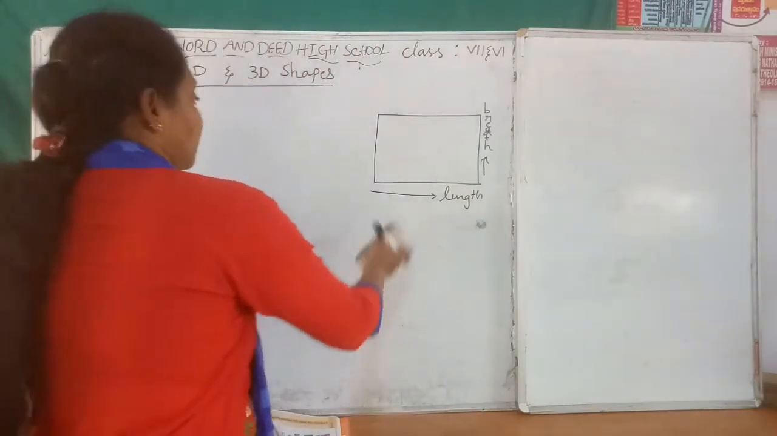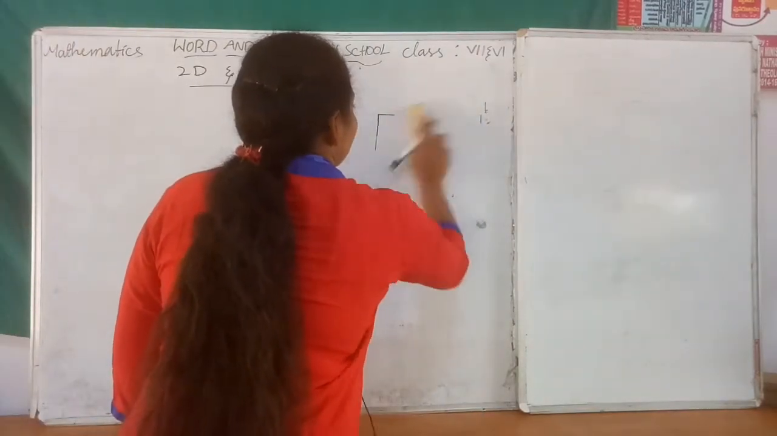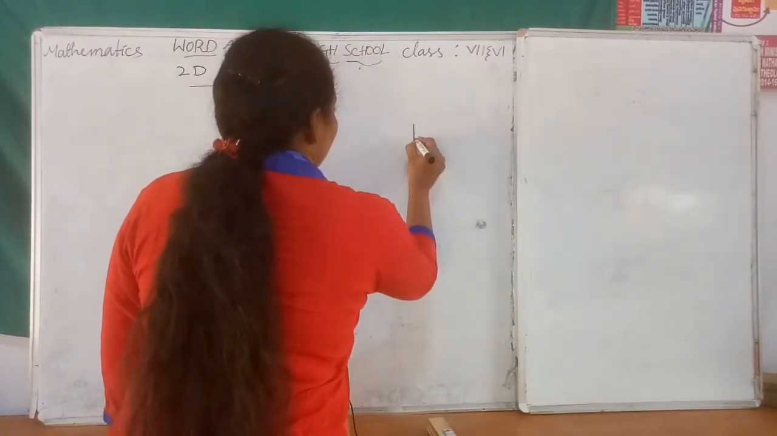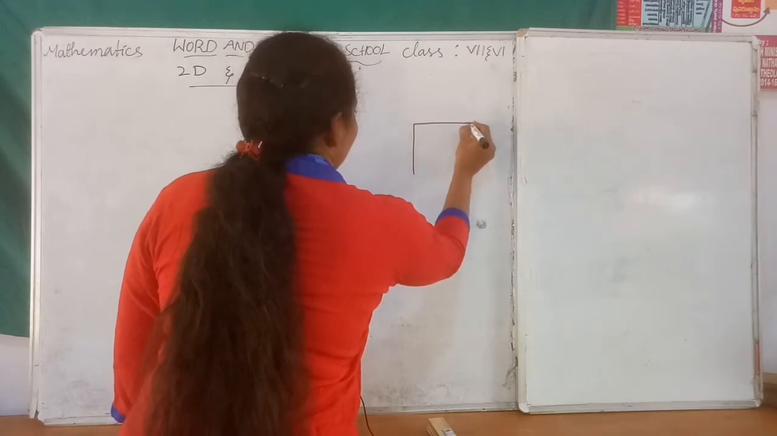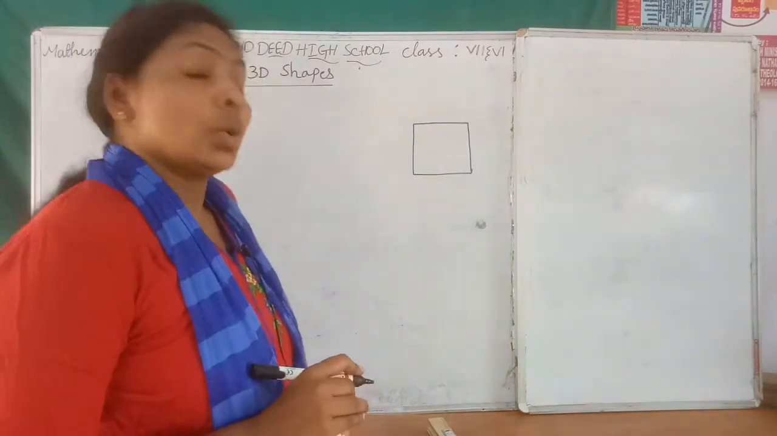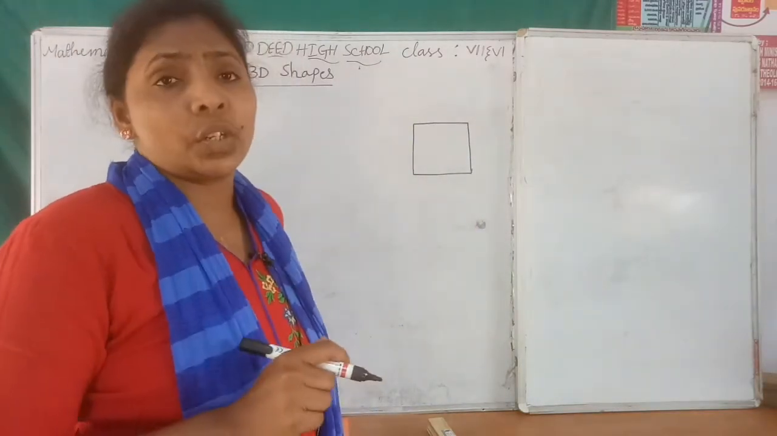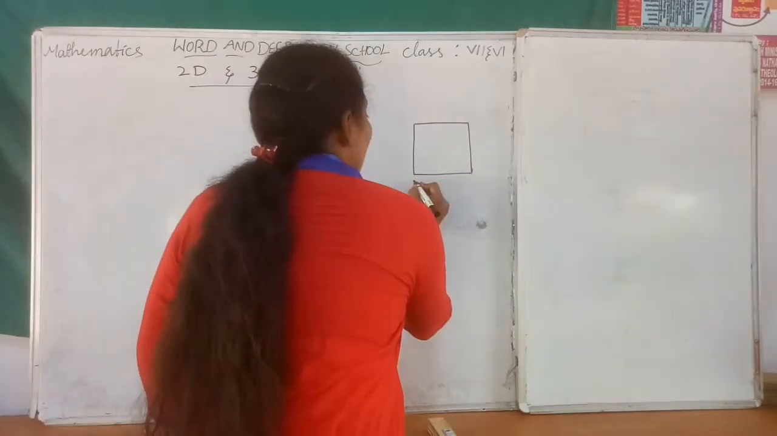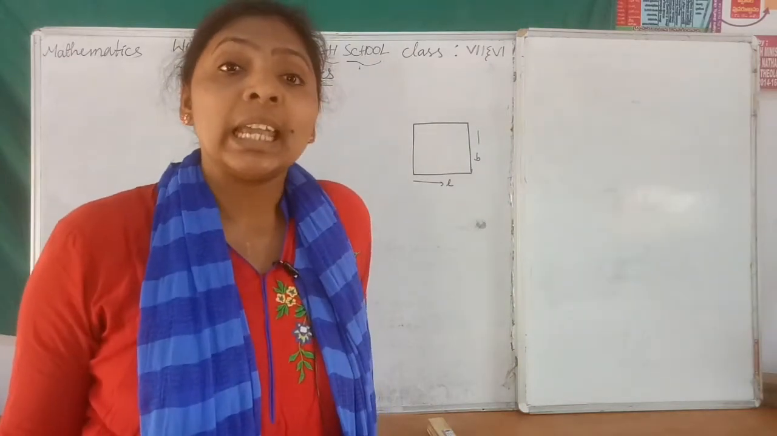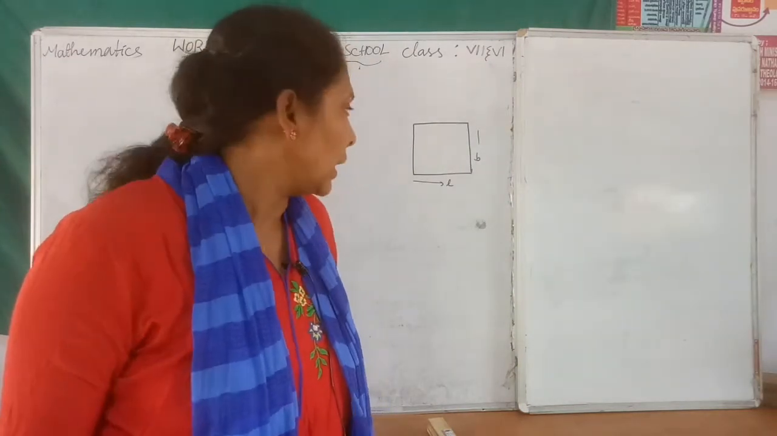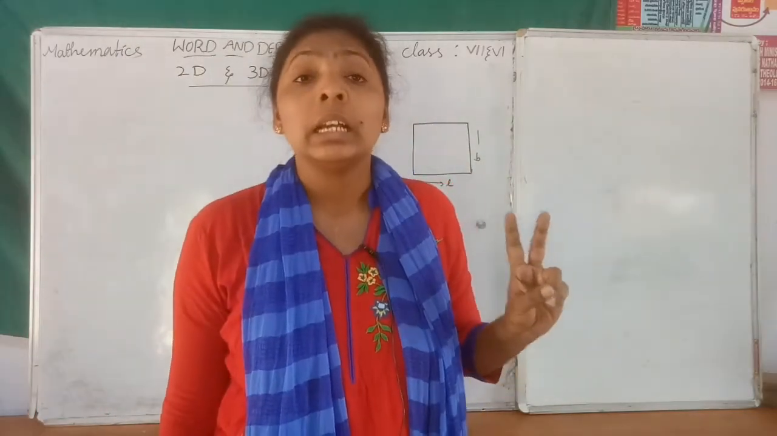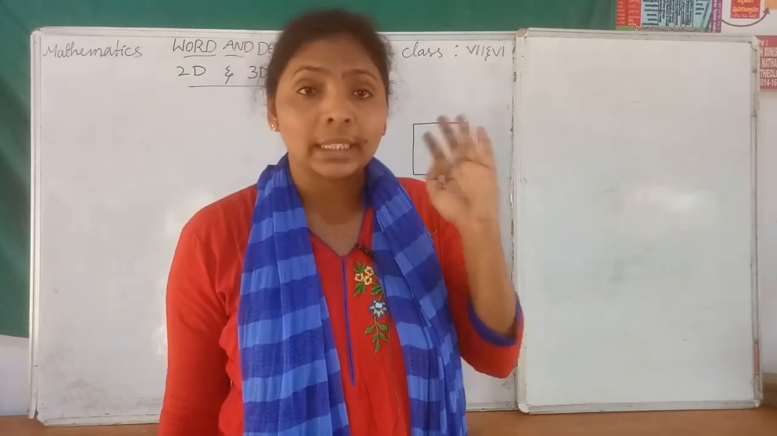Suppose a square. Square also has only 2 dimensions, children. What are they? Length, breadth. Anything you can take, children, because all 4 sides are the same in a square. You can take anything as length or breadth. So only 2 dimensions we have, that is length and breadth.